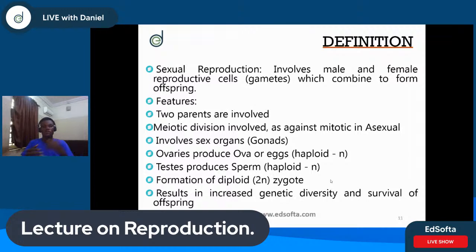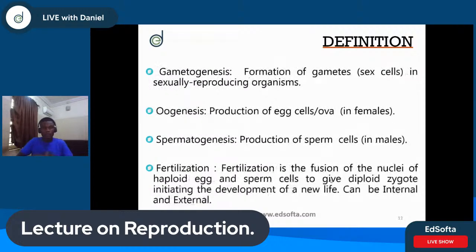Now, in this case, for the female sex cell, we have the ovaries, which produce the ova or eggs. So when the ova is combined with the sperm produced by the testes, we have a zygote, a full zygote. Now, we have the formation of a diploid zygote. Next up, we are looking at gametogenesis.